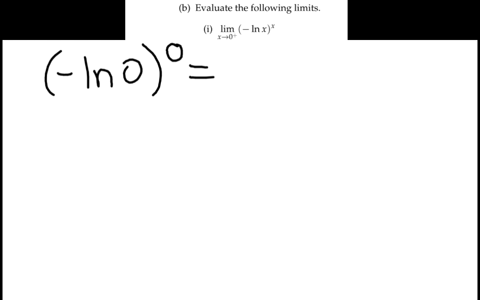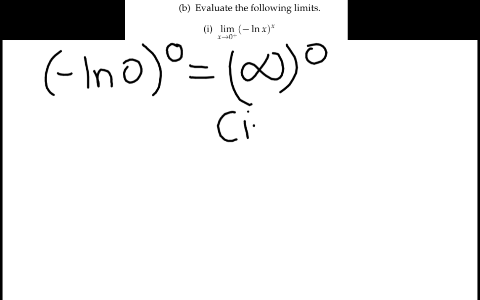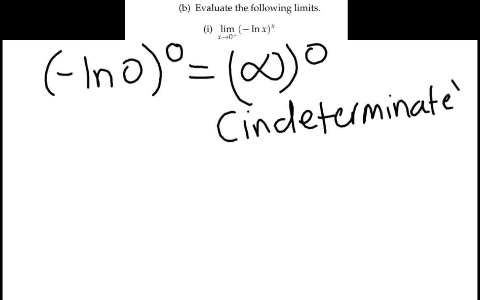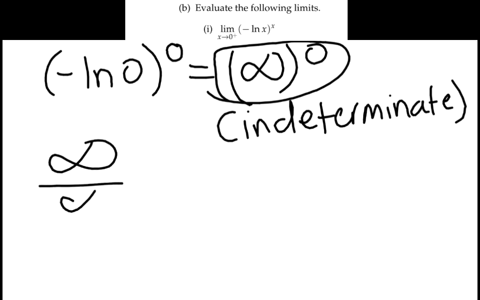Negative infinity times the negative in front of ln 0, that's going to give us positive infinity to the power of 0. Now infinity to the power of 0 is an indeterminate form. And we know that once we have a limit that is of the indeterminate form, we can apply L'Hopital's rule. But before we can apply L'Hopital's rule, we have to make a change to our function within the limit, in that we want it to be of the form infinity over infinity or 0 over 0.